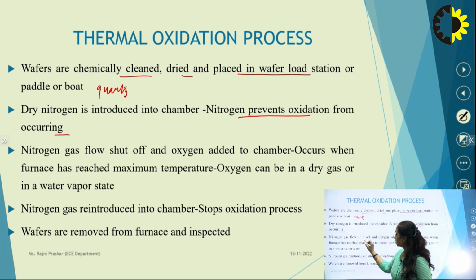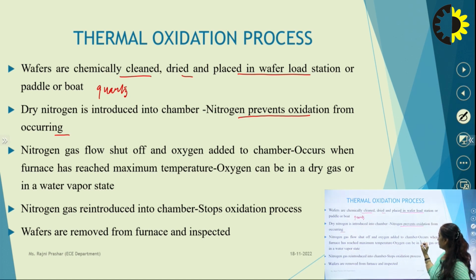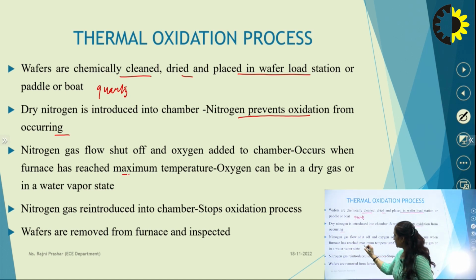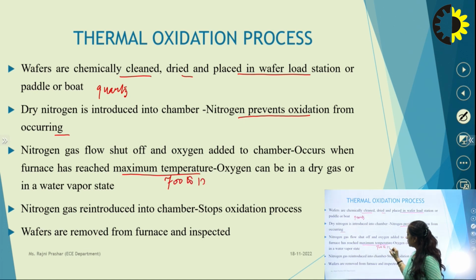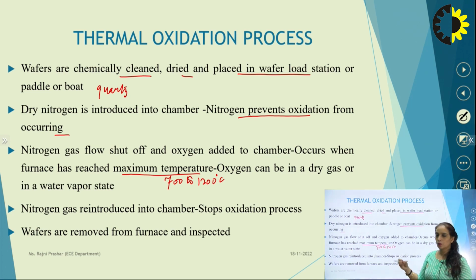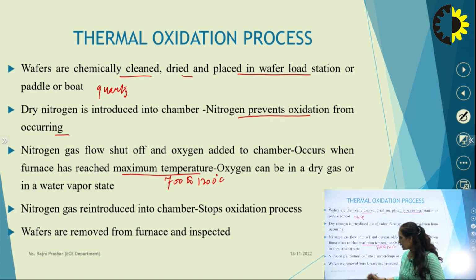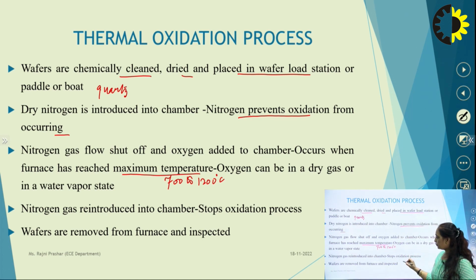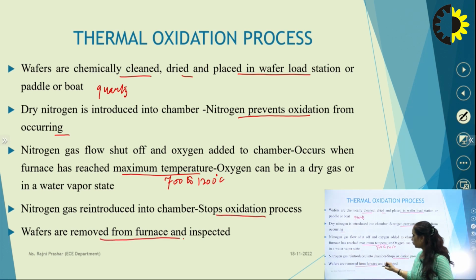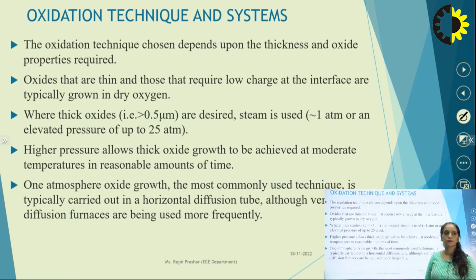Nitrogen gas flow is shut off and the oxygen is added to the chamber when the furnace has reached the maximum temperature, that is your 700 to 1200 degrees C. So when we achieve this temperature, then only the nitrogen will be stopped and the oxygen supply will be started. Nitrogen gas is introduced in the chamber again to stop the oxidation process, and then wafers are removed from the surface and passed for inspection.